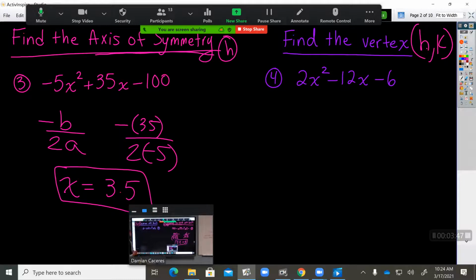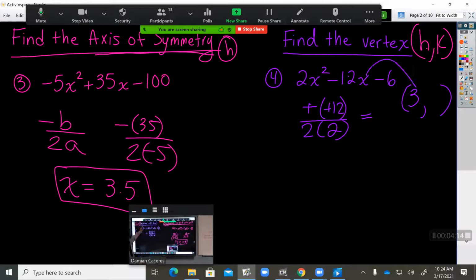Now, number 4, we're going to do the same thing. No taking out a factor because it doesn't say factor. So we're doing -b divided by 2 times a. b is -12, a is +2. If you simplify that, it equals +3. Two negatives next to each other turn to a positive. 12 divided by 4 is 3.